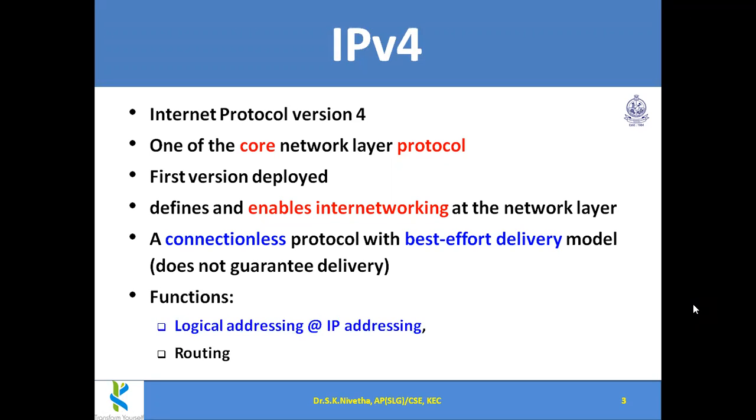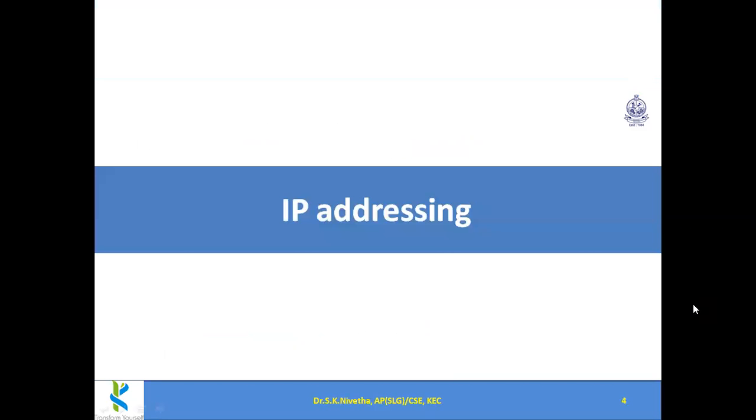And it mainly considers logical addressing: how a computer is uniquely identified in the complete network. For that we need a special addressing mechanism, so we go for IP addressing, also known as logical addressing. And the IP protocol, along with the routing protocol, also considers routing. Now we shall see how this IP addressing is mainly done by the IPv4 protocol.